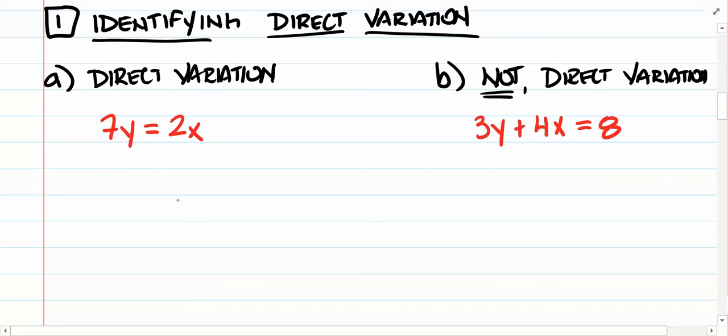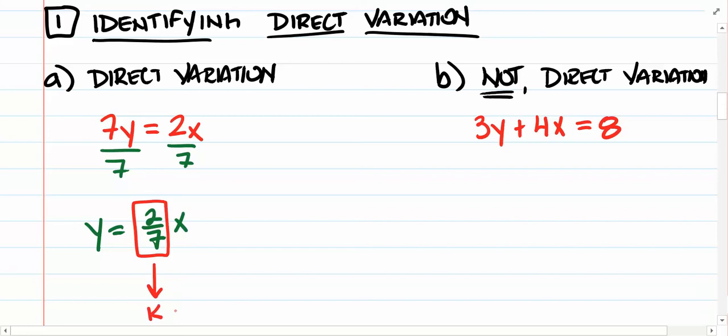What you're going to do is you're going to solve these for y. So I'm going to divide by 7, and I'm going to see that y is equal to 2/7 of x. That's what that says. 2x divided by 7 is the same thing as 2/7 of x. Therefore, I can see that this value, 2/7, is my k, my constant of variation, because the ratio between two variables is constant. The ratio between x and y is 2/7.